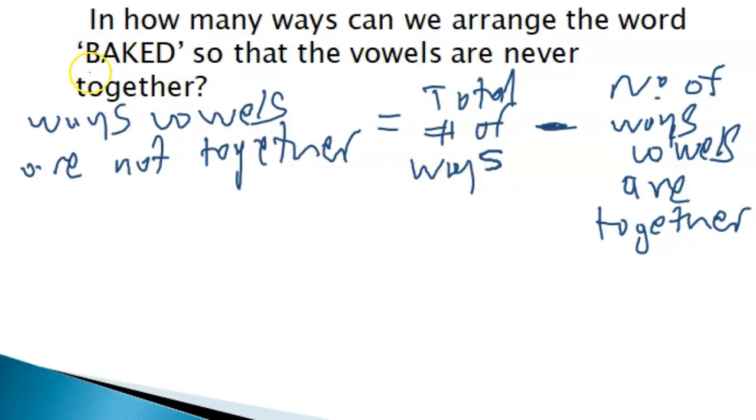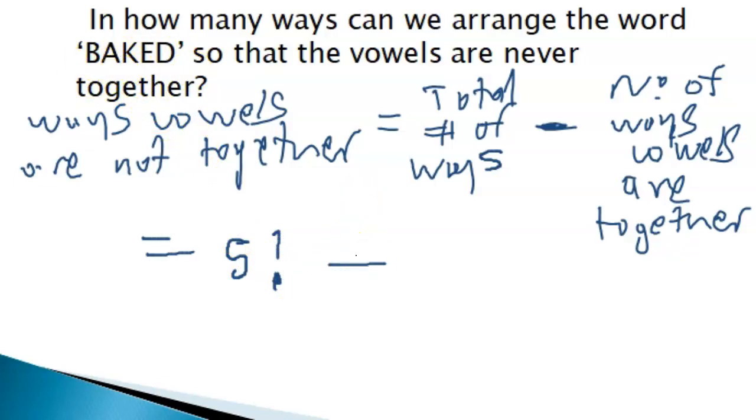So notice we have 5 characters. So the total number of ways of arranging these 5 characters, and notice all of them are unlike, because all of them are different. So that's 5 factorial ways of arranging all of these letters, right?